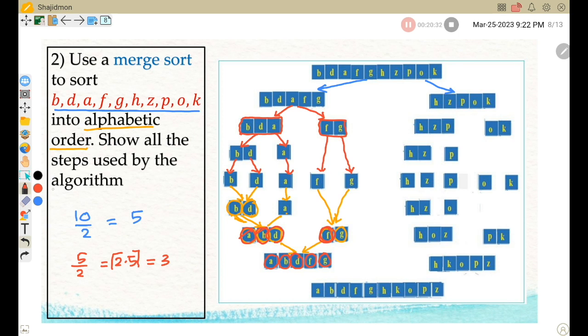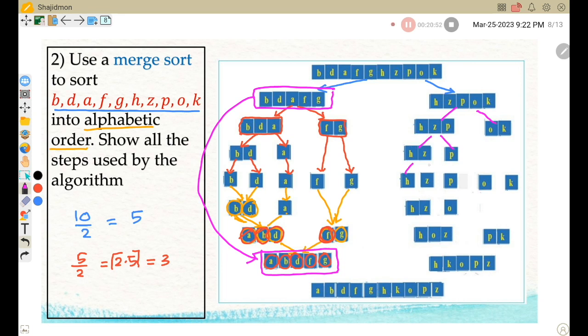That means this B, D, A, F, G is sorted and we write it like this, A, B, D, F, G. We get the sorted list from that. Now in the same way the next portion also, we divide into two parts, and after that divide into two again.